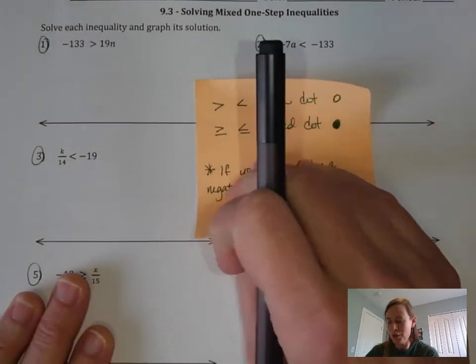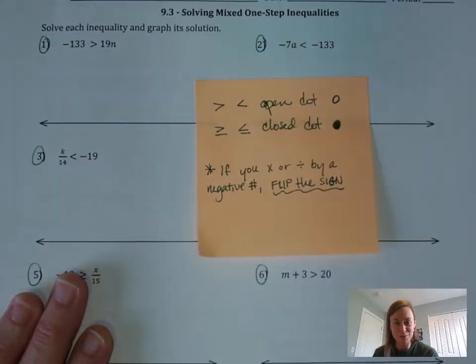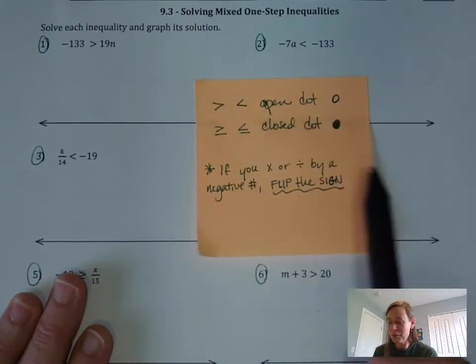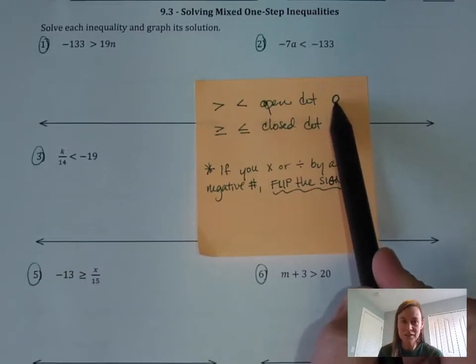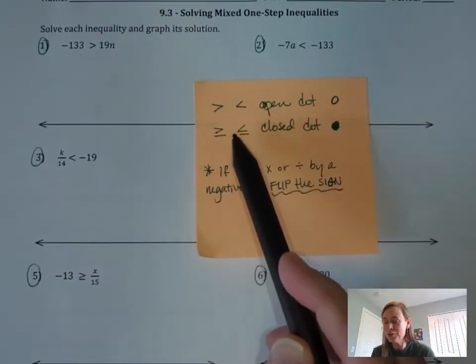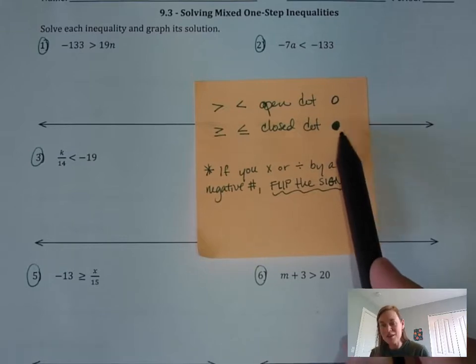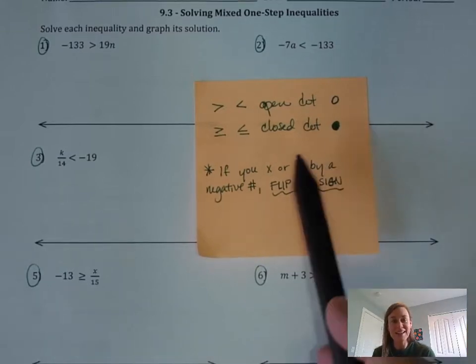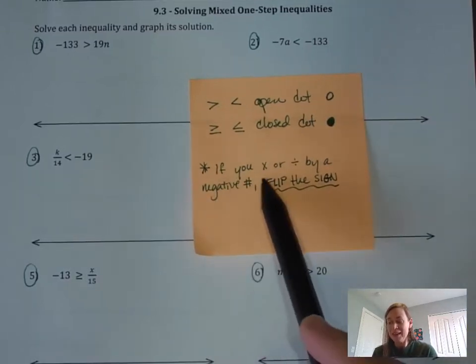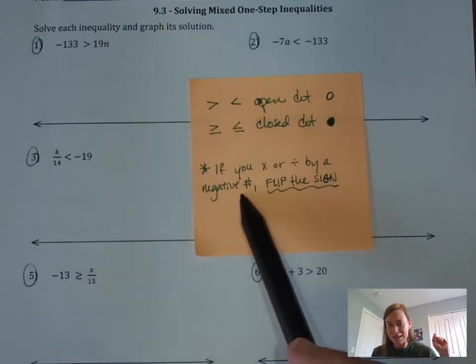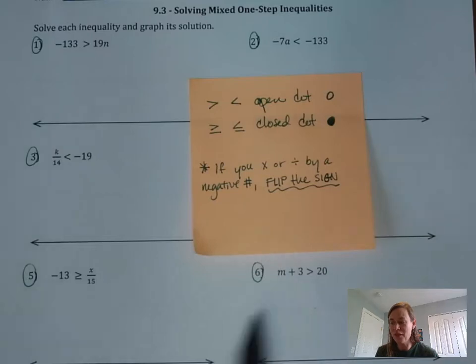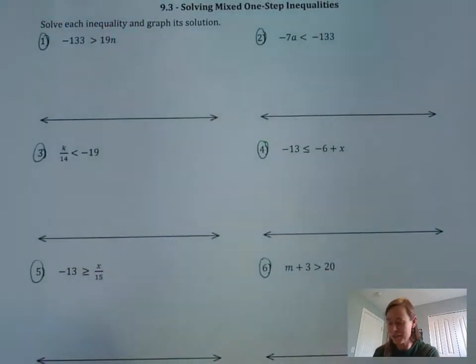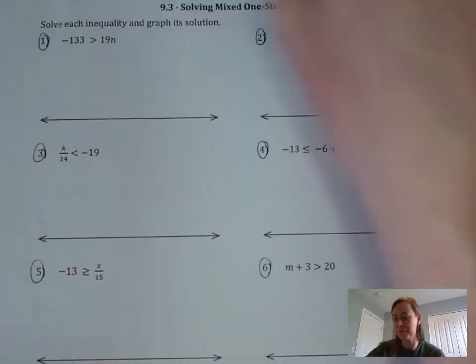It's just a review of the most important things when we're solving these inequalities. Remember, if you're left with a greater than or a less than, you're going to use an open dot in your graph. If you're left with a greater than or equal to or less than or equal to, then you're going to use that closed dot. And then the third thing, if you multiply or divide by a negative, make sure you flip that inequality sign. And we will see examples of all of those things in these first 6 problems. So let's go ahead and get started.